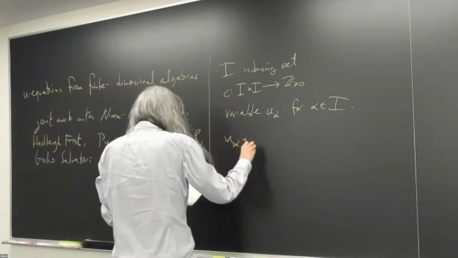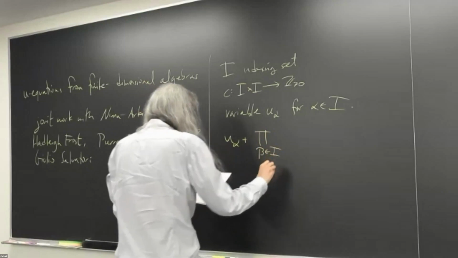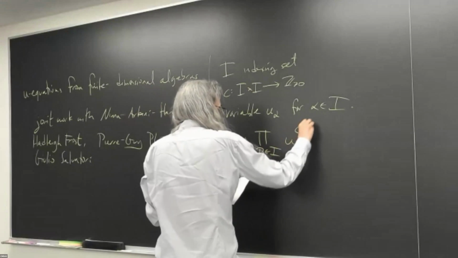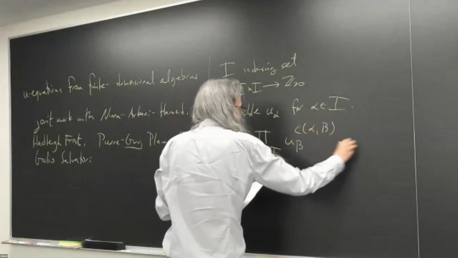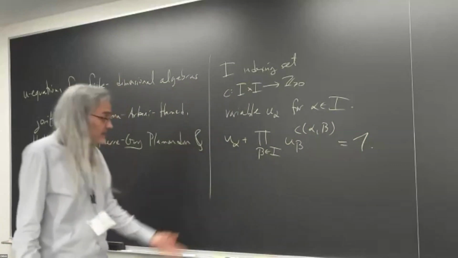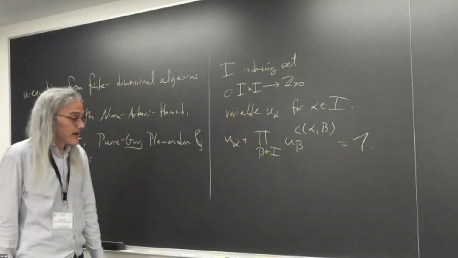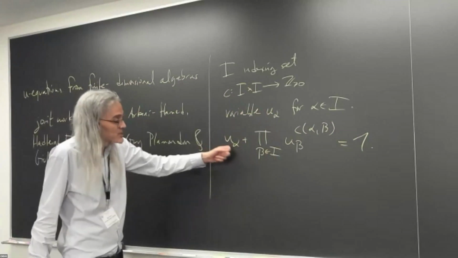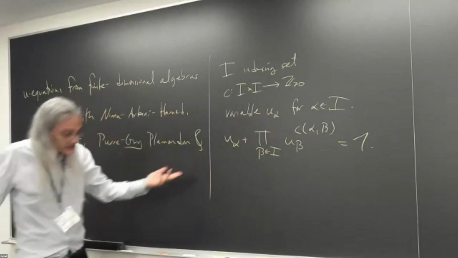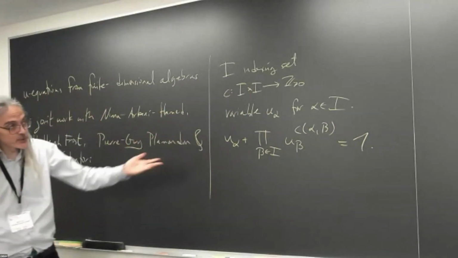U alpha plus the product over all beta in I of U beta to the power of the compatibility degree between alpha and beta is equal to 1. So that's as many equations as variables; we've got an equation for each alpha. So generically you might expect the solution to be points.